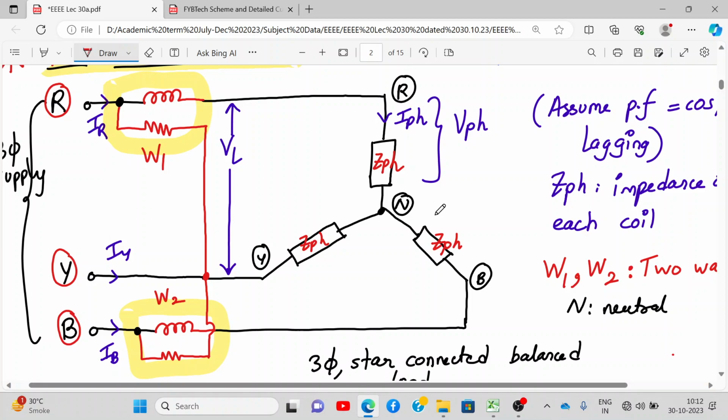And if you see carefully, voltage coils are connected together. One end is connected together, and the other end is connected to the respective phases R and B. So 2 wattmeters are connected across two phases R and B. So that's why it's called a 2 wattmeter method.